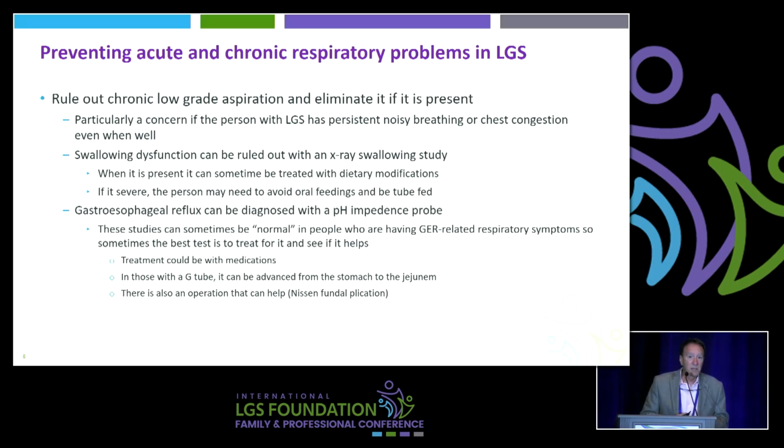Gastroesophageal reflux can be diagnosed clinically or with something called a pH impedance probe, although these studies are sometimes called normal in people who are having reflux-related symptoms. So sometimes it's really just best to empirically treat and see if it resolves the symptoms. Treatment would be with medications. In patients who are refluxing who have a G-tube, those G-tubes can be advanced a little further through the GI tract, and reflux will be prevented that way. And there's actually also an operation called a Nissen fundoplication that can stop reflux.